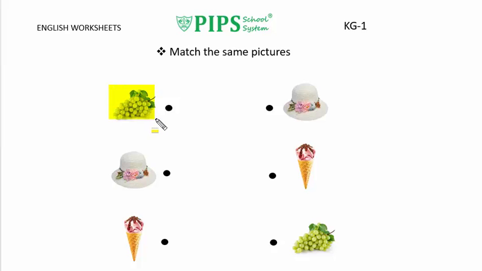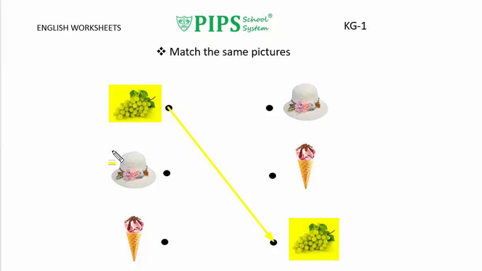These are grapes. Let's see where is the second picture of grapes. Here is the second picture of grapes which is similar to it. Now we will match the grapes with the same picture like this.